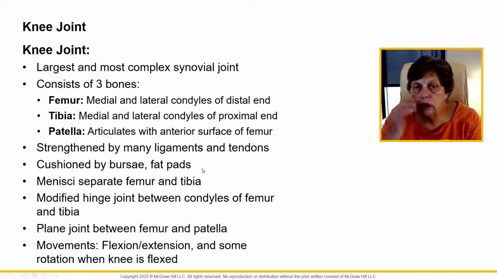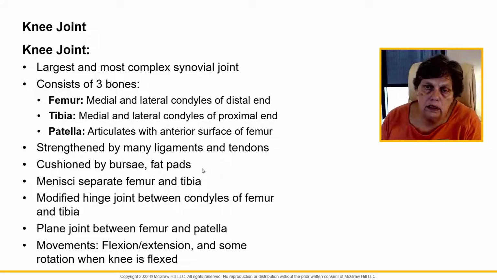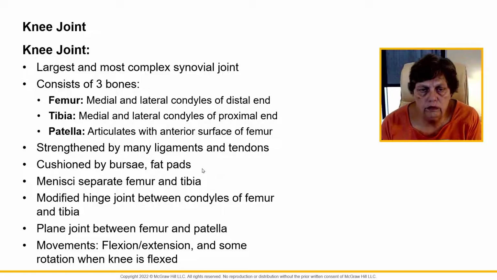All right, the knee joint, very, very complicated. It is the most complex synovial joint. There are three bones involved: the femur, the tibia, and the patella. You have lots of ligaments, lots of tendons here, and it's cushioned by fat pads. There is a meniscus that separates the femur and the tibia. It is a modified hinge joint. It can be a plane joint.